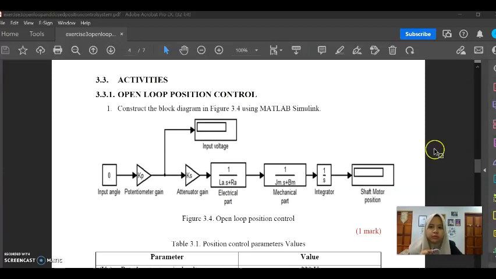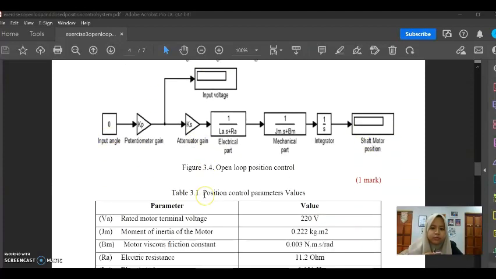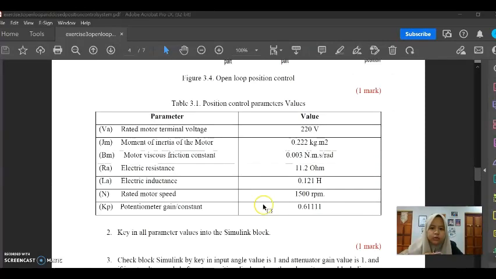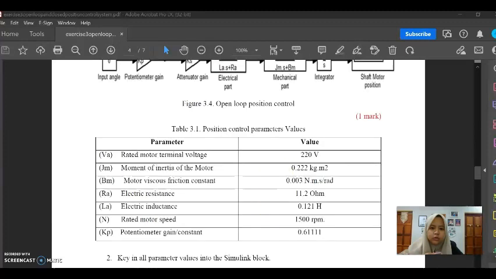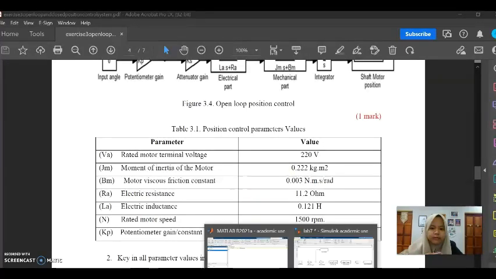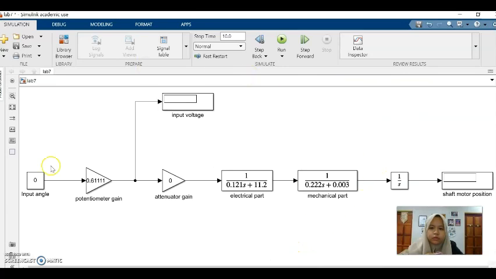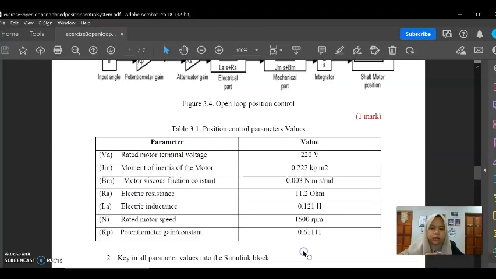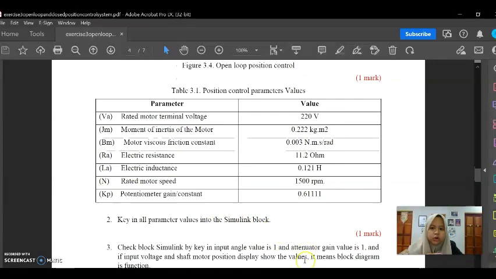Today I will explain my part, which is activity 1, open loop position control. Firstly, this is the circuit diagram. Then we must simulate it in MATLAB. Here I have simulated it in MATLAB, and then we will input the value into each component.